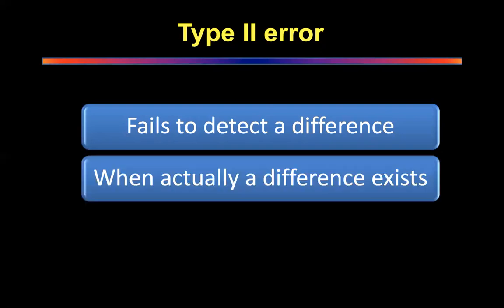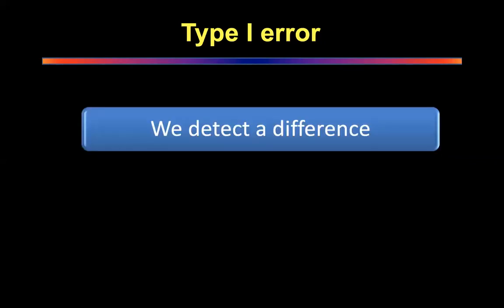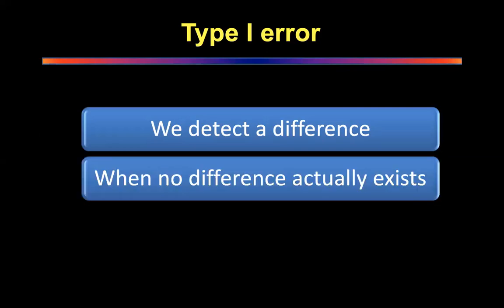In an exam, they will be asked. So a type 2 error of statistics is when a statistical test fails to detect a difference when actually a difference exists. False negative. Did you understand that? It's a false negative. Yes, sir. Type 1 error in a null hypothesis is that you detect a difference when there was no difference.